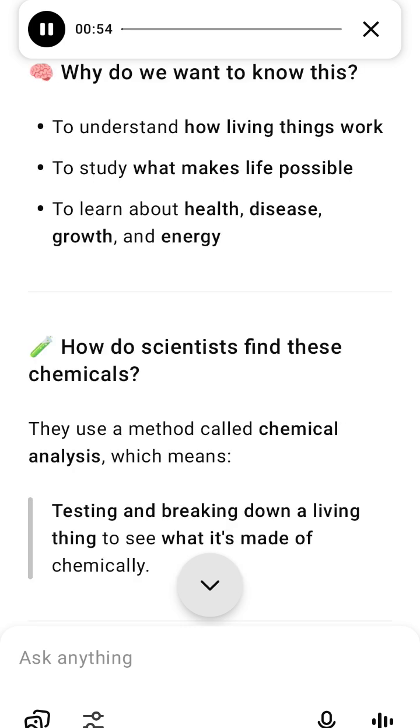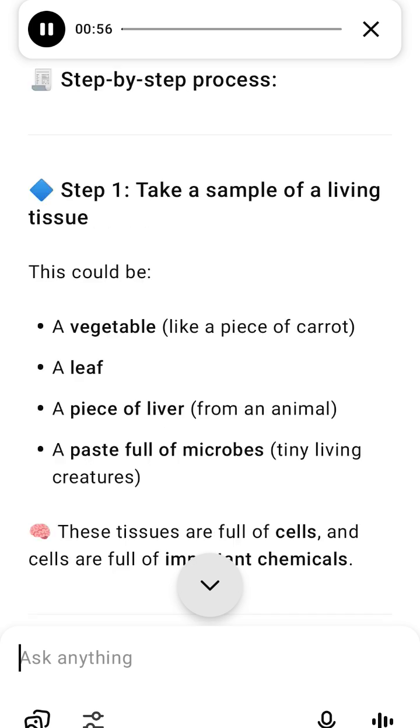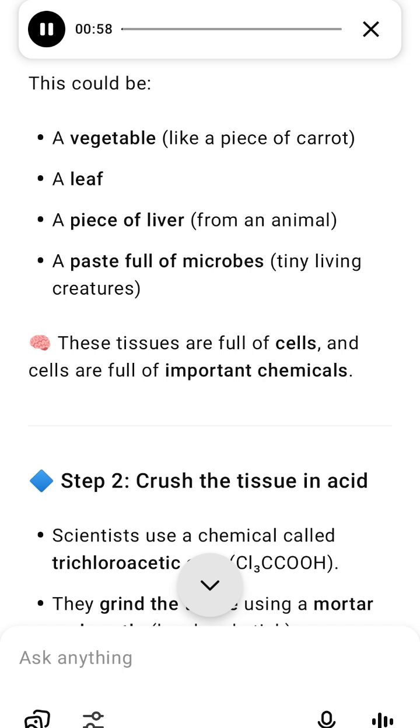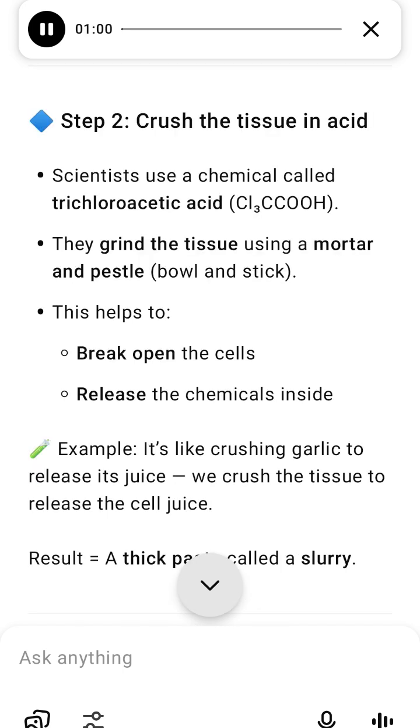What do scientists learn? From the acid-soluble part, scientists have discovered thousands of organic compounds. These compounds tell us how life works. They are used to study metabolism, nutrition, disease, and genetics.